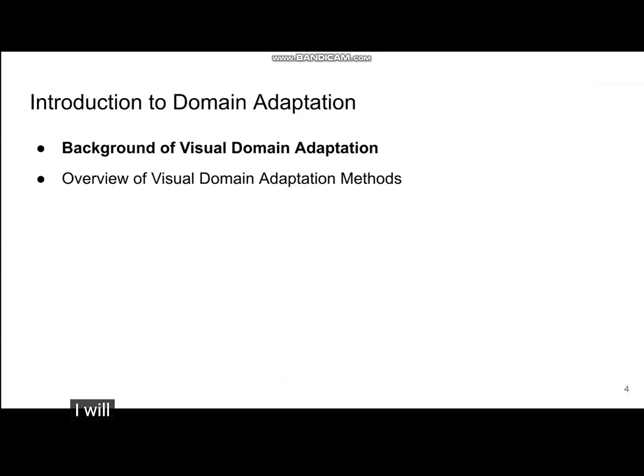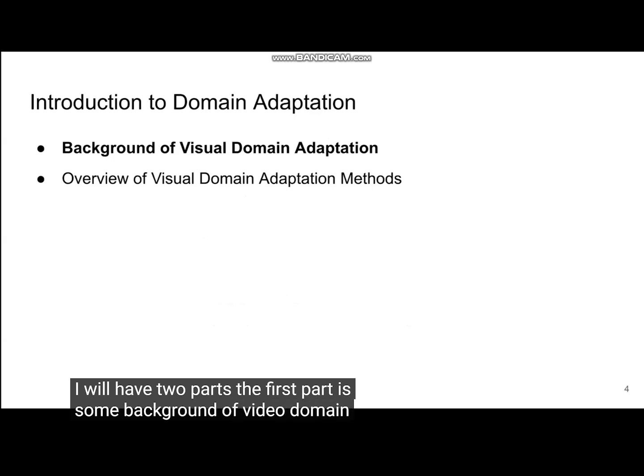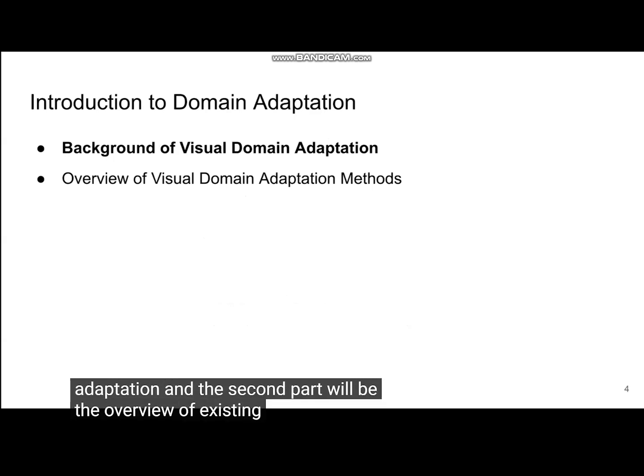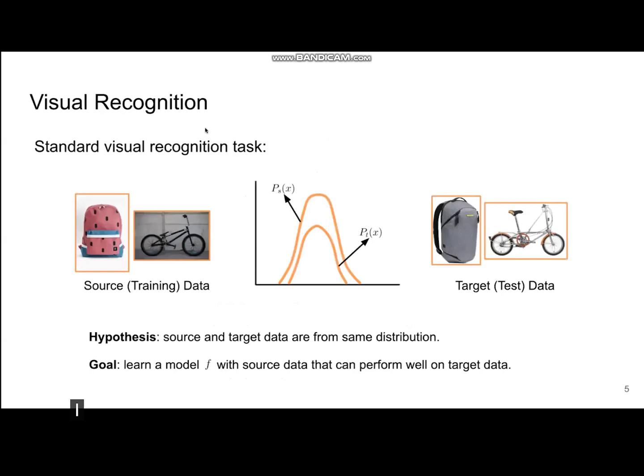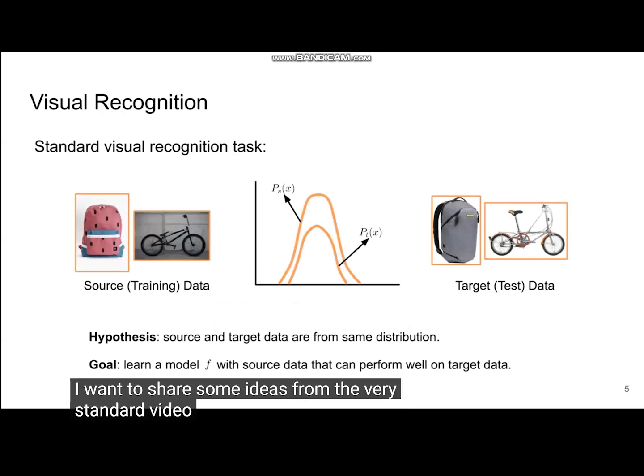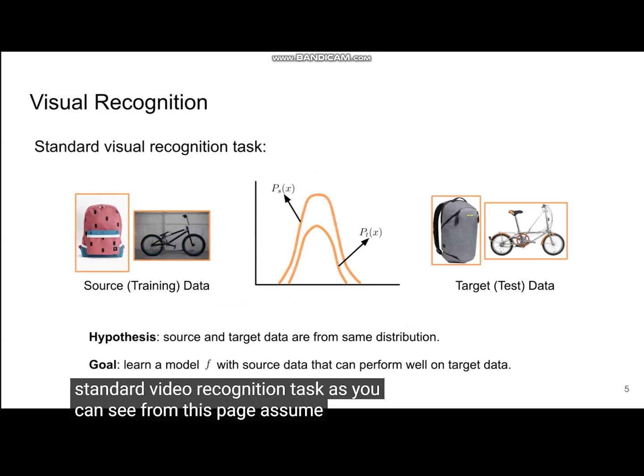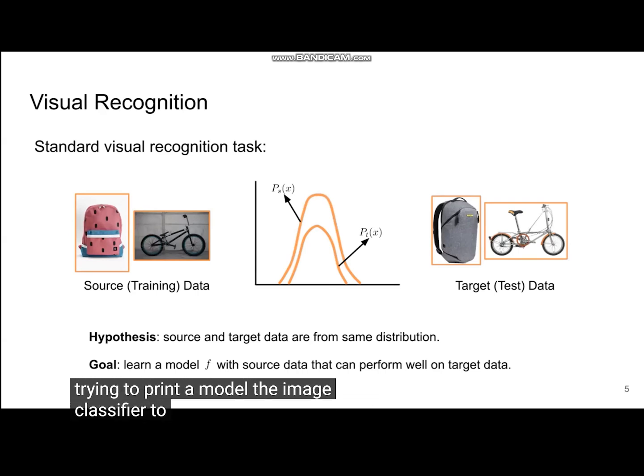I will have two parts. The first part is some background of visual domain adaptation, and the second part will be the overview of existing visual domain adaptation settings. I want to share some ideas from the very standard visual recognition task. As you can see from this page, assume we are trying to train a model, an image classifier, to do classification. And we have a source data set.